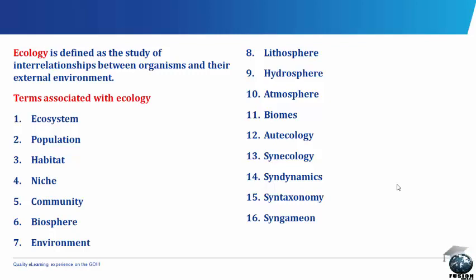Ecosystem. This is an ecological system or unit containing all living organisms and the non-living factors, that is, biotic and abiotic factors. Population. It is the number of a particular species or organisms living in a habitat. Example, the number of Paramecium caudatum, and not just the number of Paramecium in general.